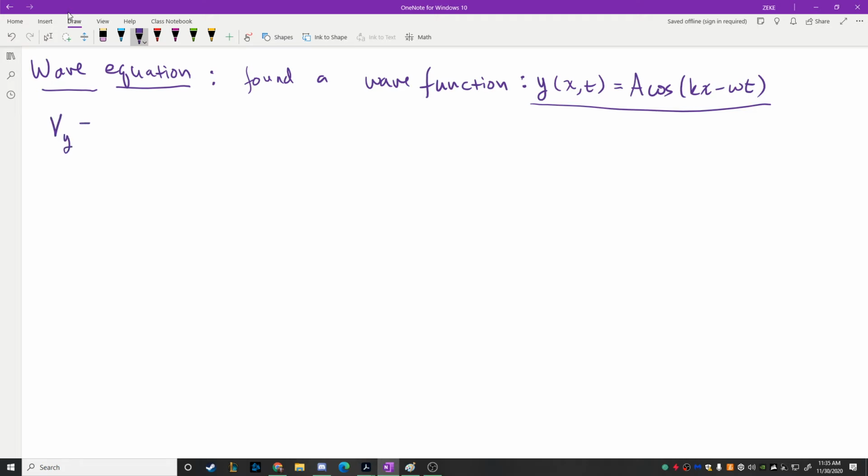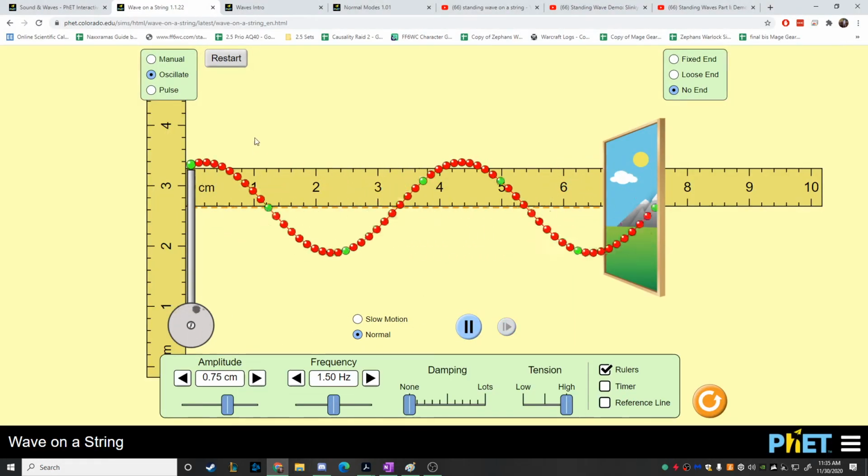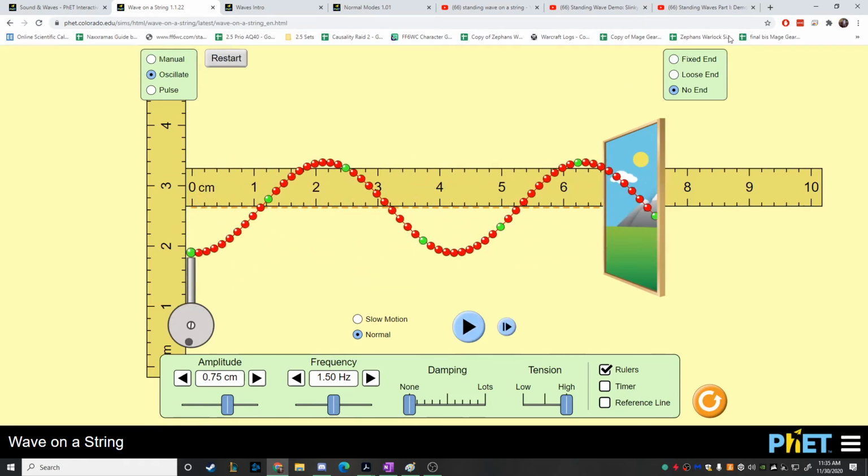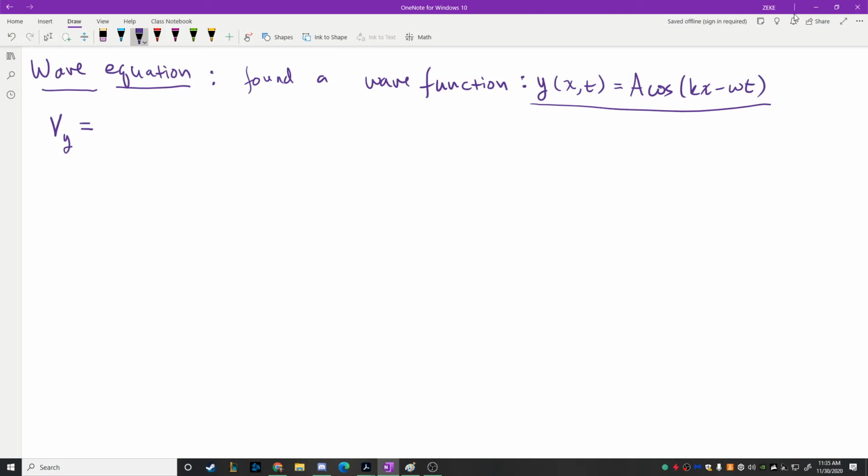The y component of the velocity, which would be the rate at which the string is oscillating up and down. To attach that back to here, that would be the rate at which this is moving up and down. It's not constant, but if I know y is a function of time like this, how could I find the velocity of a point on the string? If you think back to physics 1A, if I've got position as a function of time, and I want to get velocity as a function of time, what could I do?